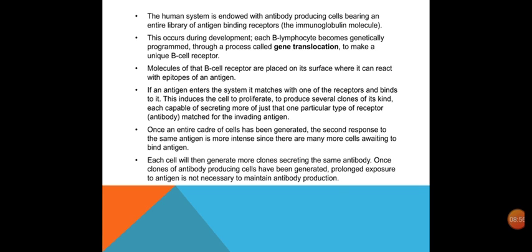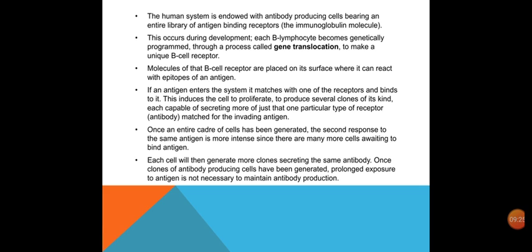This occurs during development. Each B lymphocyte becomes genetically programmed through a process called gene translocation to make a unique B cell receptor. Molecules of that B cell receptor are placed on its surface where it can react with epitopes of an antigen. If an antigen enters the system, it matches with one of the receptors and binds to it.